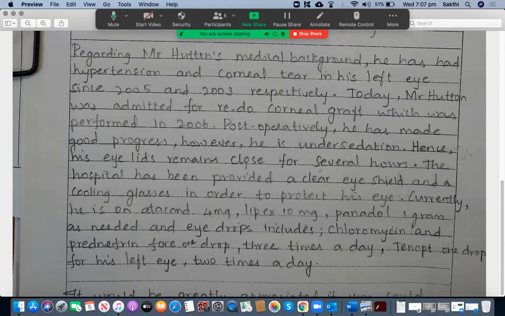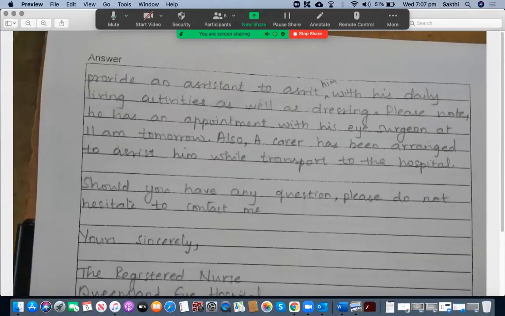So it would be greatly appreciated if you could. I believe so. Let me go to the next one. If you could provide an assistant to assist. Okay. Is it the assistant or maybe a social worker? What do you want to say here? Someone to help. Oh, someone to help. Okay, then assistant is okay. To assist him with his daily living activities as well as dressing.